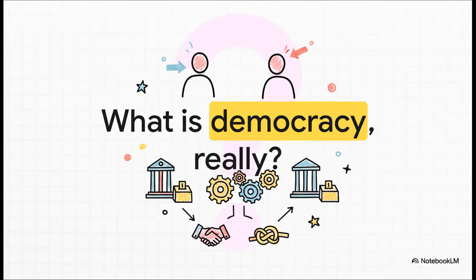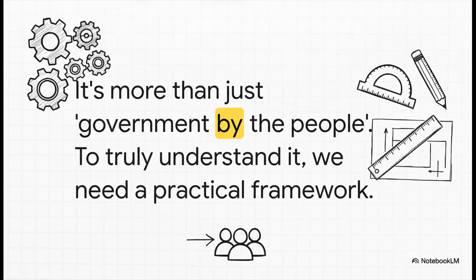So let's just start with the big question. What is democracy, really? I mean, is it just about voting every few years? Is it about freedom of speech? It's this huge, sprawling concept. And honestly, the simple answers kind of miss all the interesting stuff, all the mechanics of how it actually works. You always hear that phrase, government by the people. And it's a great slogan, but it doesn't really tell you anything about how the machinery of government is supposed to function day to day.